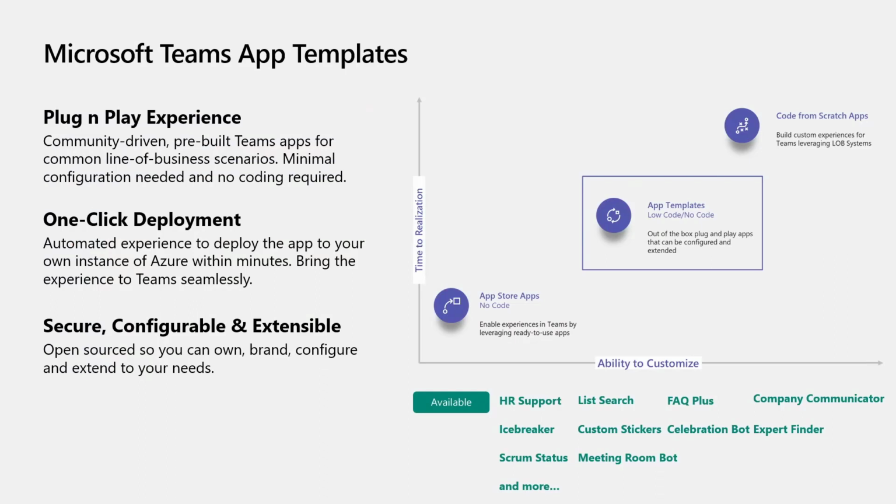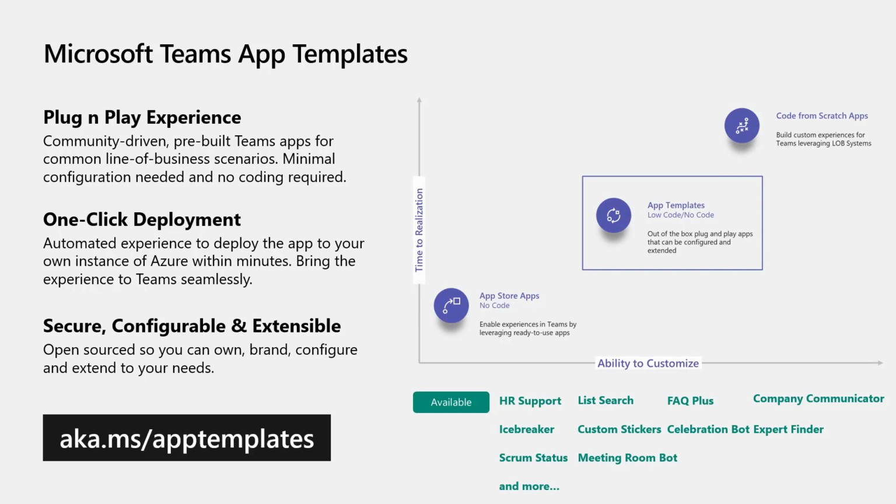App templates are community-driven, pre-built Teams apps for common line of business scenarios. Minimum configuration is needed and no coding is required, so it's considered a low-code, no-code solution option. You can work with these templates out of the box as is, or you can download the code and customize it to extend it to fit your needs. App templates are available at aka.ms/apptemplates.